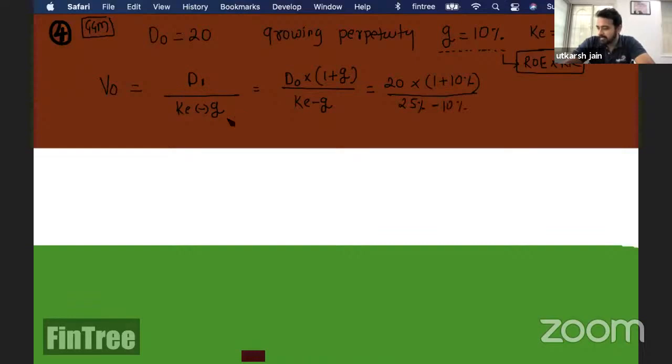D1 divided by KE minus g gives you V0. So that is equal to 22 divided by 15 percent. And 22 divided by 15 percent, my final answer, and you guys please help me with it. Please help me get the number. 22 divided by 15 percent. Come on, help me with the number here. 22 divided by 15 percent. This is 146.66.